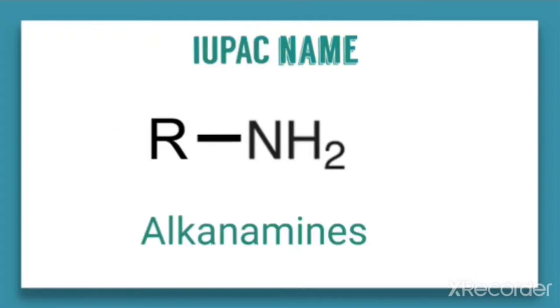For IUPAC naming, for the general representation of a primary amine, how do we name this one? This is a primary amine, that is RNH2. R is an alkyl group, and this one is an amine. It is representing the primary amine, a 1 degree amine. Now how do we name it according to the IUPAC?